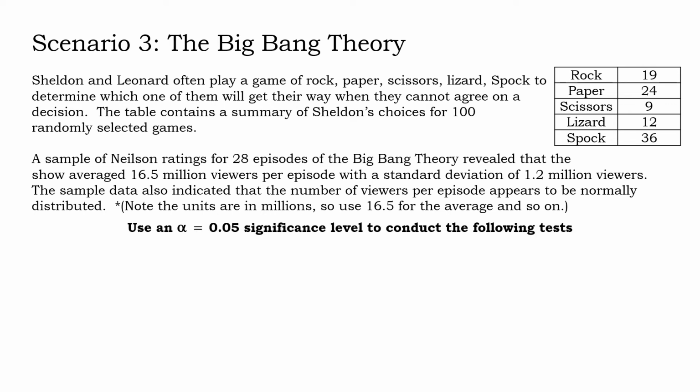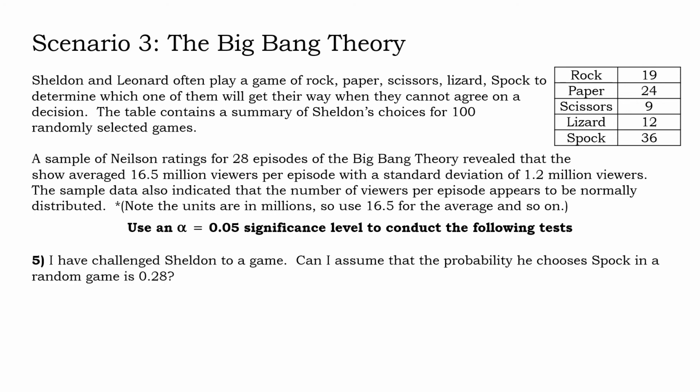So for these problems, we're going to use an alpha of 0.05. So we're going to be a little less conservative. On those first four problems, we had to be convinced very significantly, less than a 1% chance that we'd be wrong if we rejected the null hypothesis. Now we're going to allow ourselves a 5% chance, which is actually the most common. So for this scenario, we're going to do 3 hypothesis tests, examples 5, 6, and 7 overall.